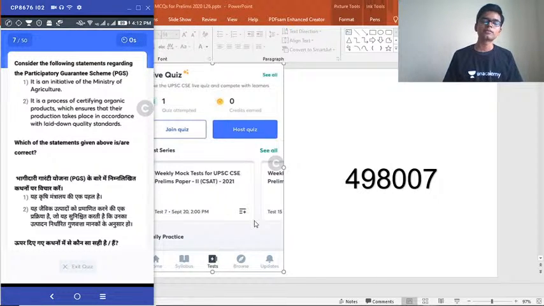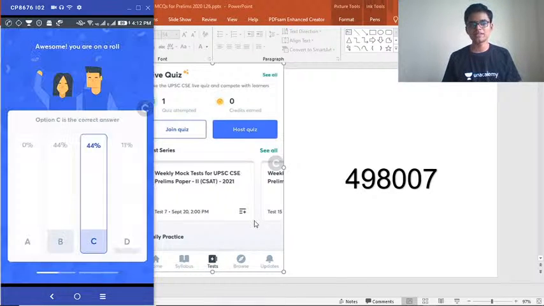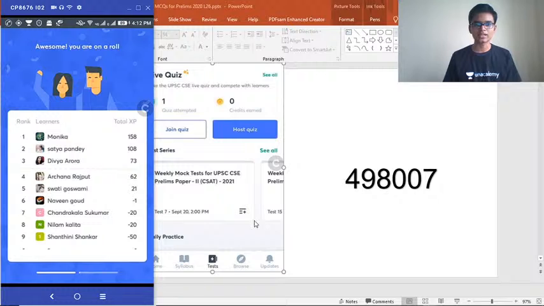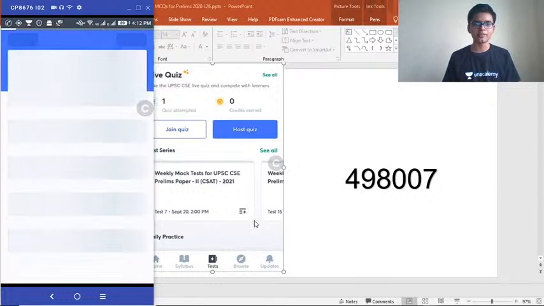Time's up. And the correct answer to question number 7 is option C. Both the statements are correct. 44% getting it. Good. Monica, Satya, Divya at the top 3.